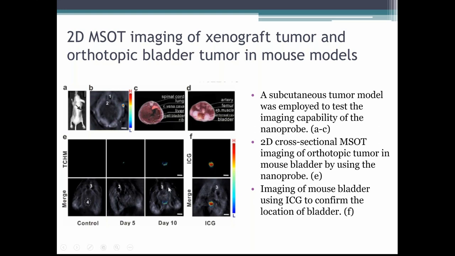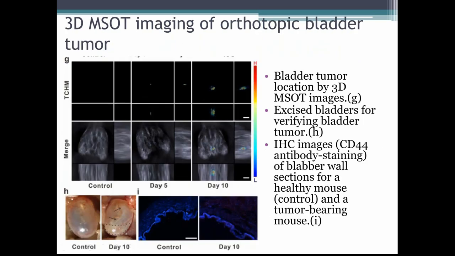To further confirm that the MSOT signal is at the bladder, we used a clinical contrast agent and injected it into the bladder of a healthy mouse. The two images at the bottom right-hand side match very well. This further confirms that the MSOT signal is indeed at the bladder region. These results prove that the nanoprobe can be utilized to image the overexpressed hyaluronidase level in orthotopic bladder tumor. And in this slide, the 3D MIP MSOT images really show the location of the bladder tumor.